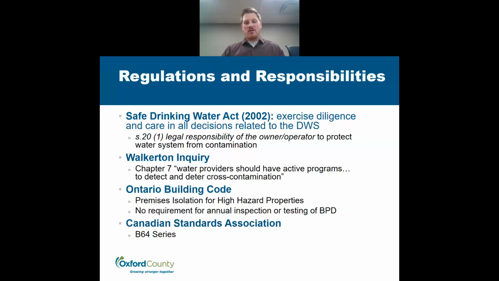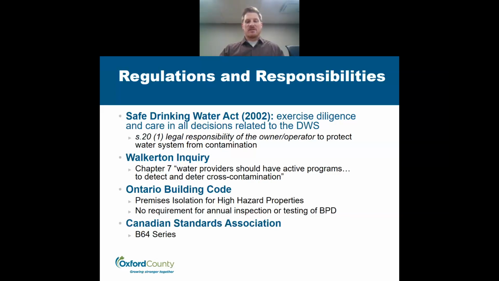Further to this, during the Walkerton inquiry, there was a recommendation that water providers should have programs to detect and deter cross-contamination. Although the OBC does require premise isolation for high hazard properties, it falls short of protecting against moderate hazards. Additionally, the authority of the Ontario Building Code lasts only until occupancy of the premises is given. Therefore, there are no requirements to ensure ongoing functionality of installed backflow prevention devices.